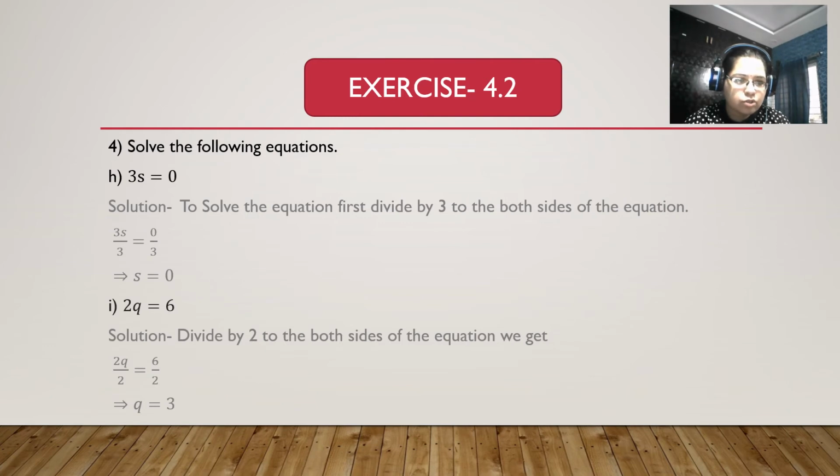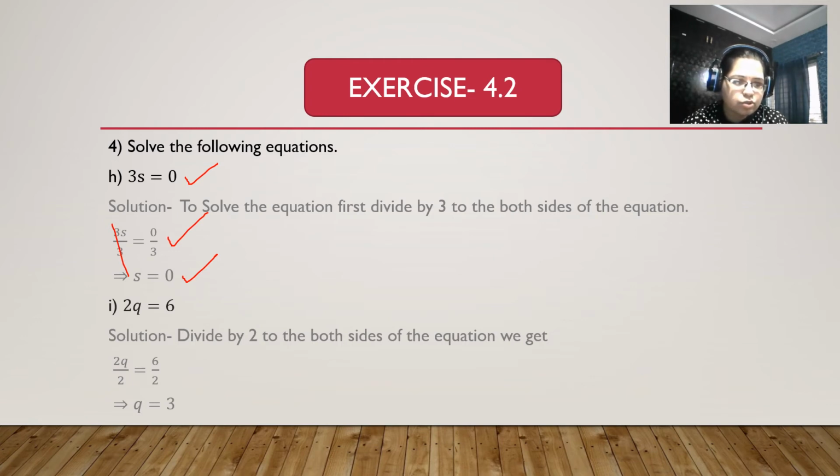Now we will solve question number H B. 3s equals 0. This is the equation given, and we have to solve for the variable s. To solve the equation, we divide both sides by 3. 3s divided by 3 equals 0 divided by 3. The 3 and 3 cancel, so s equals 0 divided by 3, which is 0. The solution of this equation is s equals 0.